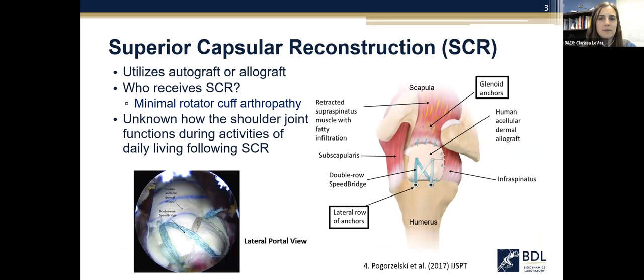Rotator cuff tears are among the most common conditions affecting the shoulder. One viable treatment is superior capsular reconstruction. SCR is a newer surgery that utilizes a graft to stabilize the humeral head within the glenoid. SCR is often utilized for patients with minimal rotator cuff arthropathy. However, it is unknown how SCR affects the shoulder joint, especially during activities of daily living.